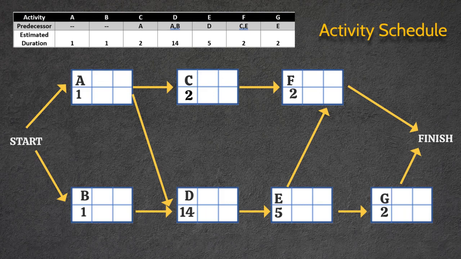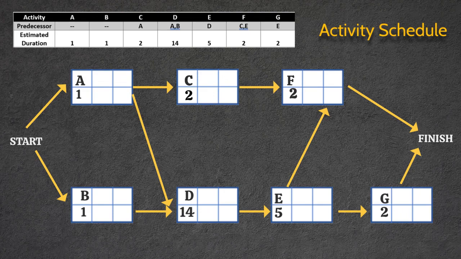As seen in our activity schedule, the estimated duration or the expected time for activity A is 1. The estimated time for activity B is also 1. Next, the activity duration for C is 2. Follow this logic to complete the base for all your activities.